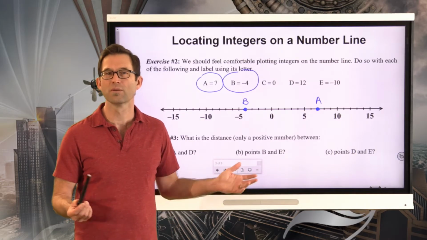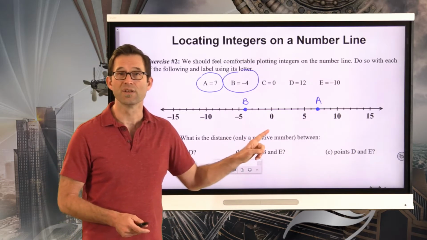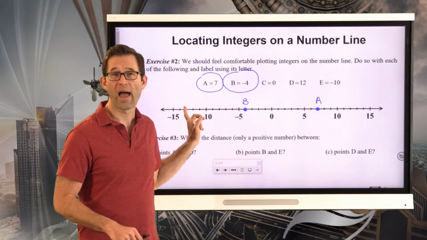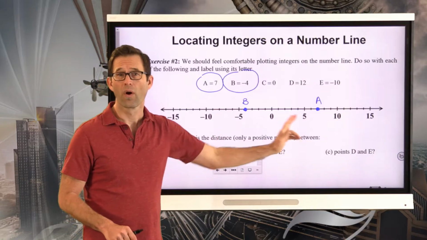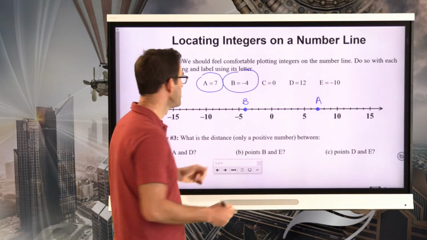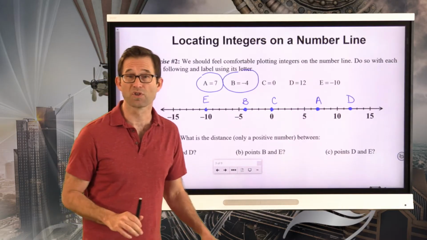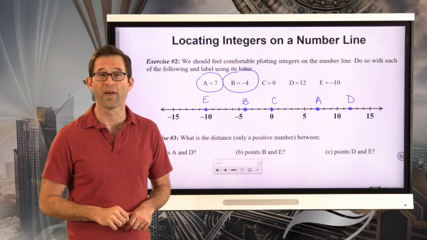All right, well, one of the most important points on any number line is 0, oftentimes called the origin, whether it's on an axis like grid paper or on a single one-dimensional number line. The origin, the 0 point, is very important. Here's our letter C. Letter D, 12, obviously that's out here, right? And letter E, -10, right there. Simple, right? Especially when we have a nicely labeled number line like that.